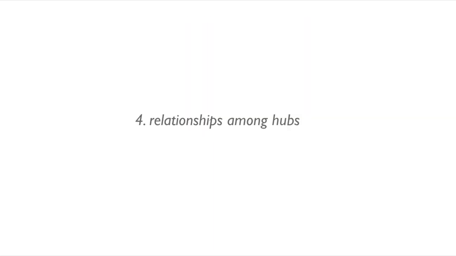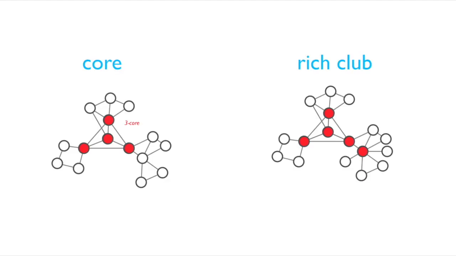So now that we have selected the hubs and we have further categorized them, let's take a look at their potential relationships that might exist among hubs. How are hubs themselves connected and how they might further form some sort of units within the overall network structure. Now, 2 particular network types of hub interactions that are worth to discuss are so-called core and rich club organization.